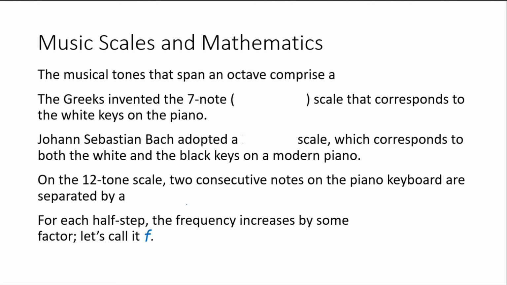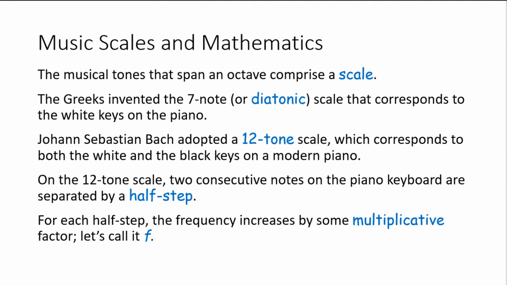The musical tones that span an octave comprise a scale. The Greeks invented the 7-note or diatonic scale that corresponds to the white keys on our piano. Johann Sebastian Bach adopted a 12-tone scale which corresponds to both the white and the black keys on a modern piano. On a 12-tone scale, 2 consecutive notes on the piano keyboard are separated by a half step. For each half step, the frequency increases by some multiplicative factor. Let's call it F.